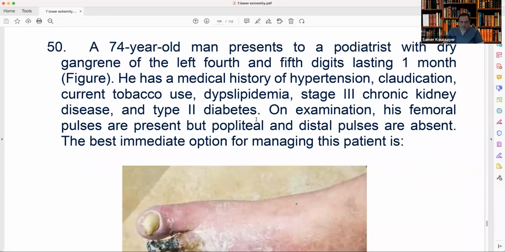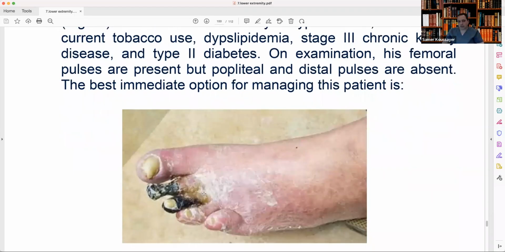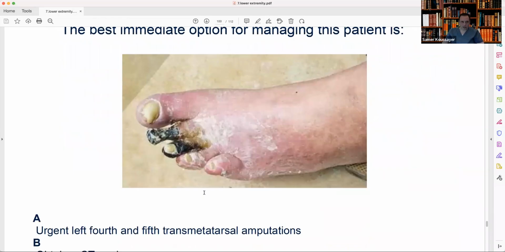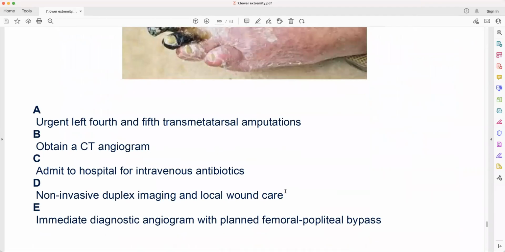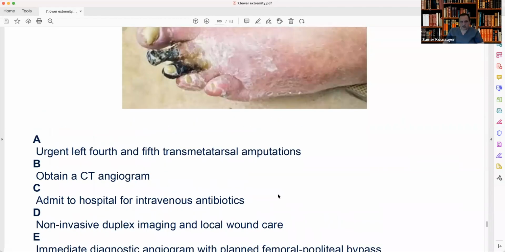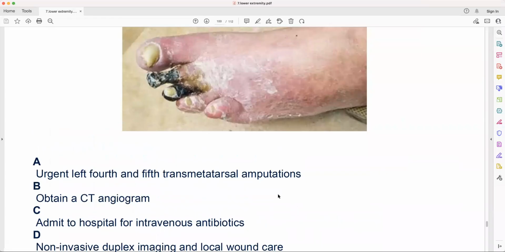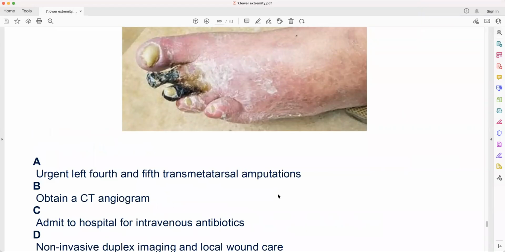So what do we do in this case? The patient comes to the clinic, mostly has monophasic Dopplers, he has gangrene toes. So what option do we need? Let's go one by one, see what options we have. Okay, let's start with the first one. Option A, urgent left fourth and fifth transmetatarsal amputation. I don't think so. Why not? Because you didn't fix his circulation, right? Just doing an amputation will not be enough. And it's not like a wet gangrene that needs urgent surgery, it looks more like dry gangrene. So it doesn't have to be done like that.